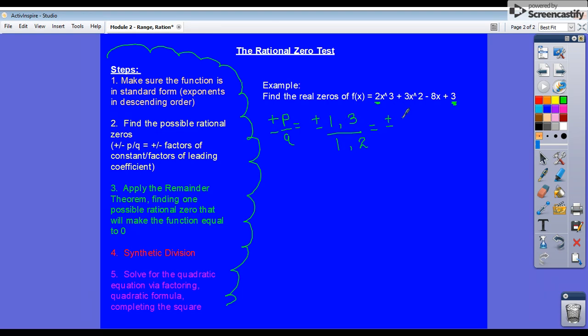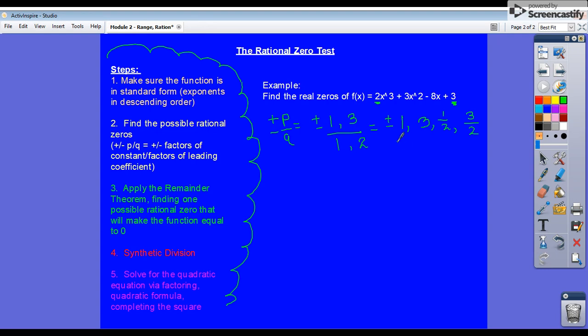So that would be positive and negative 1 over 1 is 1. Positive and negative 3 over 1 is 3. Positive and negative 1 over 2 is 1 half. And positive and negative 3 over 2, which is 3 halves. So these are my possible rational zeros.